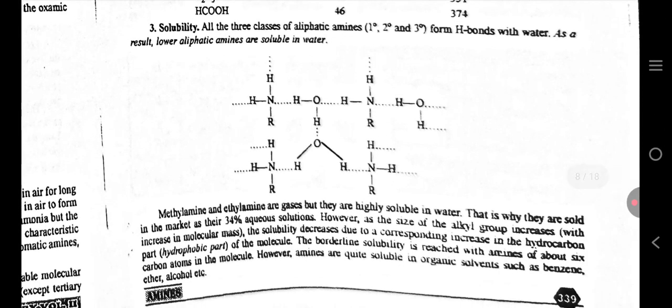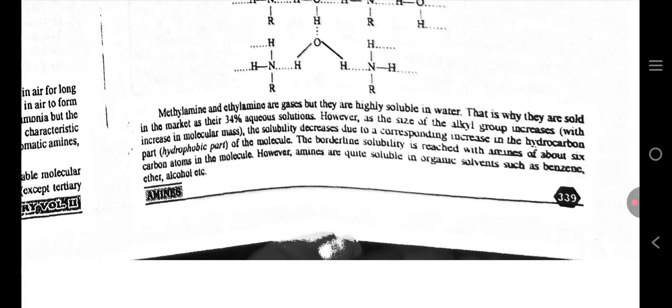Solubility. All the three classes of aliphatic amines, primary, secondary, and tertiary, form H bonds with water. As a result, lower aliphatic amines are soluble in water. Methylamine and ethylamine are gases, but they are highly soluble in water. That is why they are sold in the market as their 30% and 34% aqueous solutions.